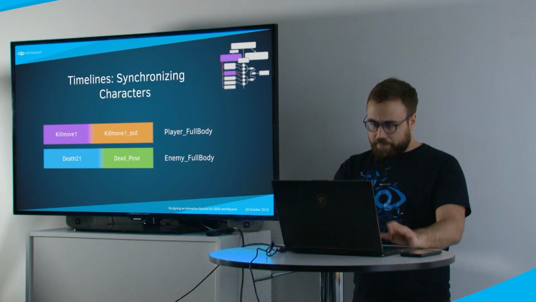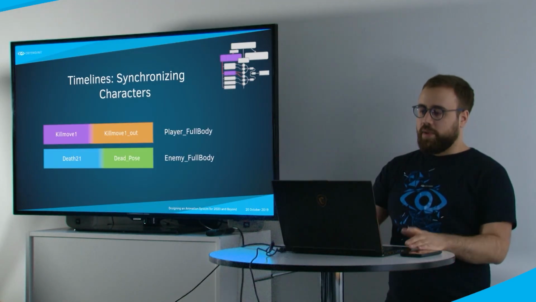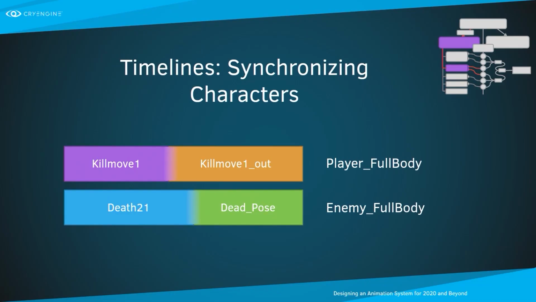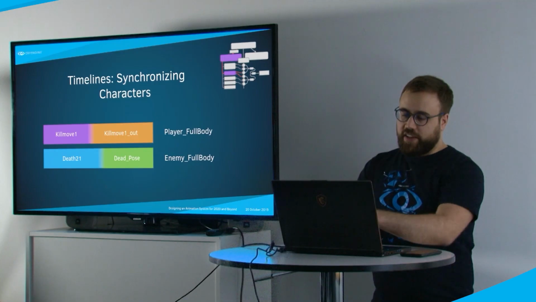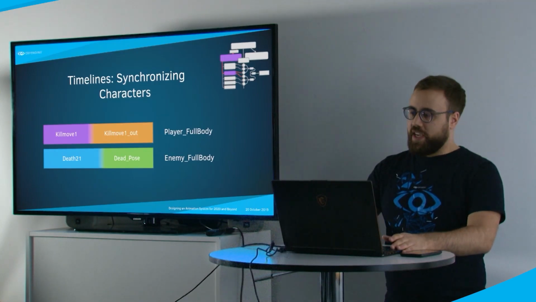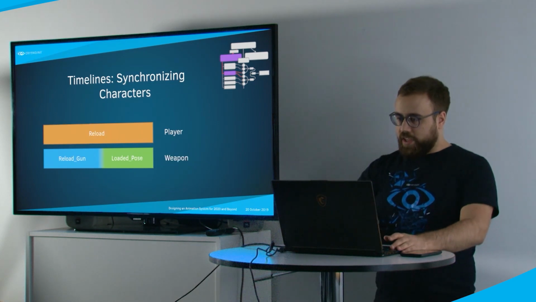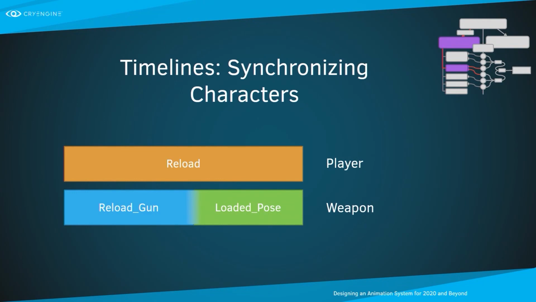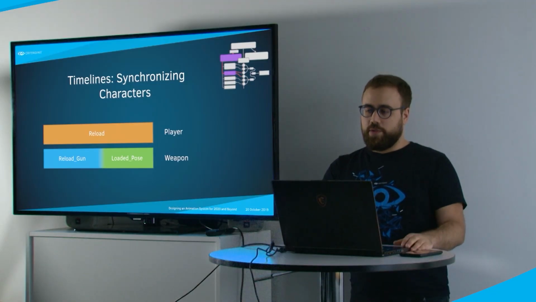So let's look at how a timeline would look in the abstract sense for a kill move animation. So you have a first layer of a player playing a kill move animation, and then a second layer playing the animation for the death of the enemy. Another case is for the reloading of a gun. You can have the reload animation on the player and the reload of the gun on the weapon.